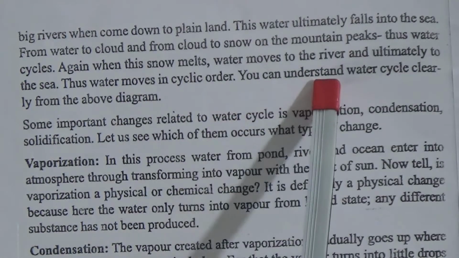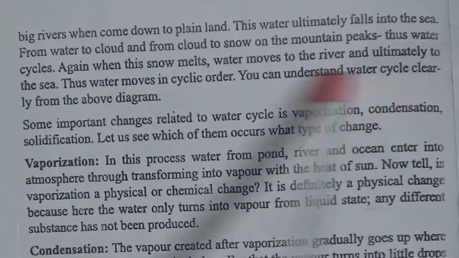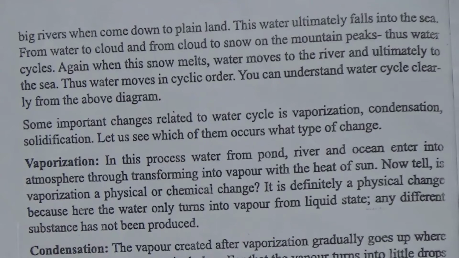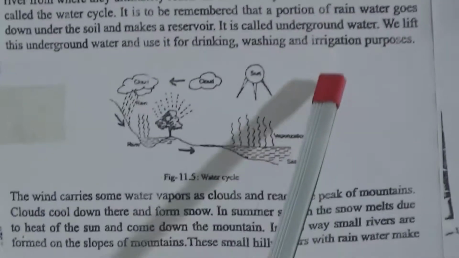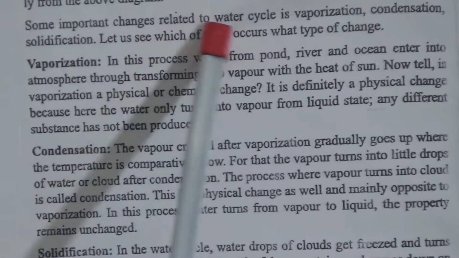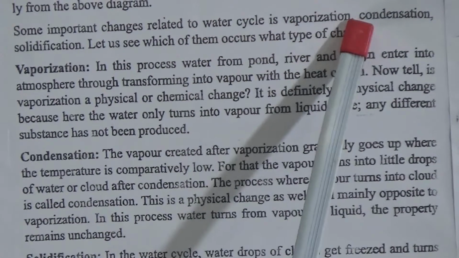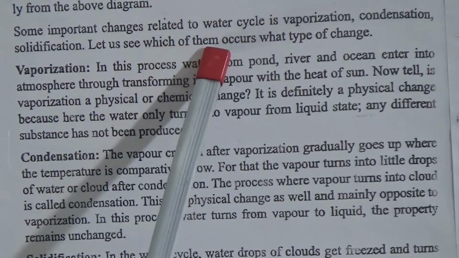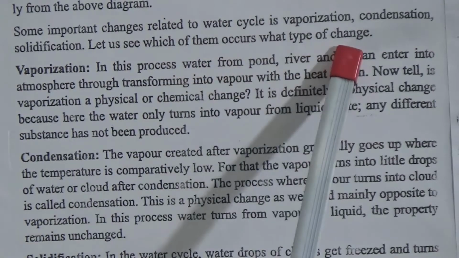You can understand the water cycle clearly from the above diagram. Here is a diagram. This is the water cycle. Some important changes related to the water cycle are vaporization, condensation, solidification. Let us see which of them is what type of change.